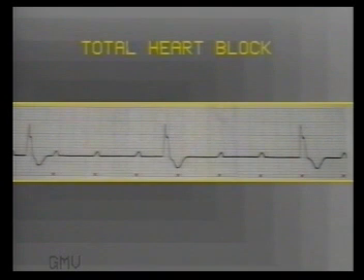That is, the atria are beating to their own sinus rhythm and ventricles are beating to their own ventricular rhythm. Impulses are not going across the AV node to the ventricles. So this is third degree AV block or complete heart block.